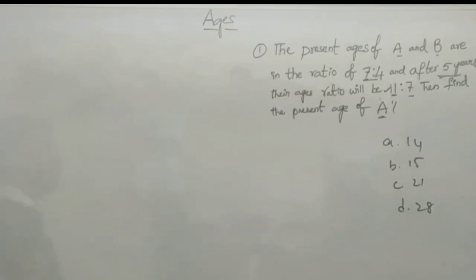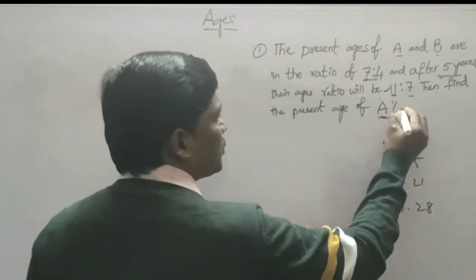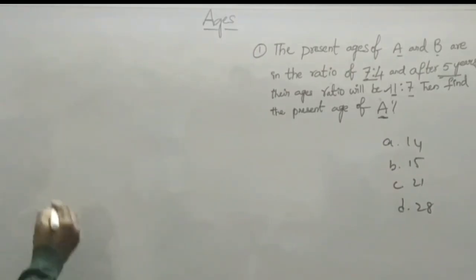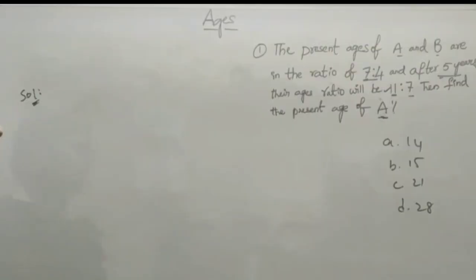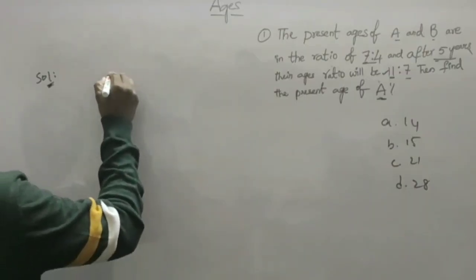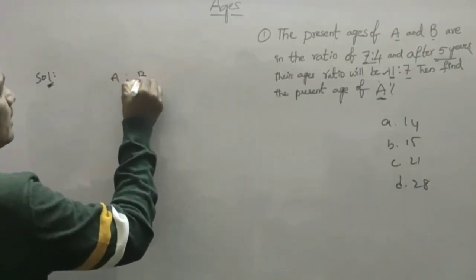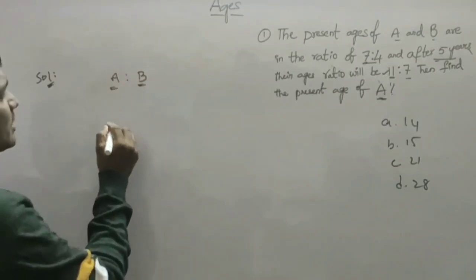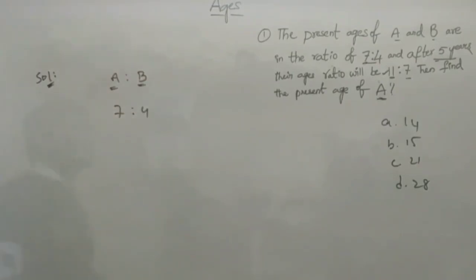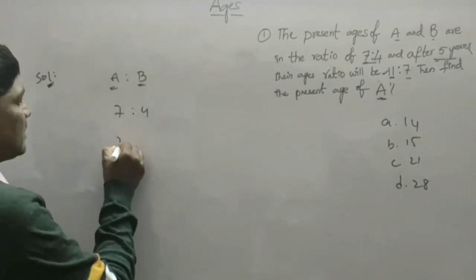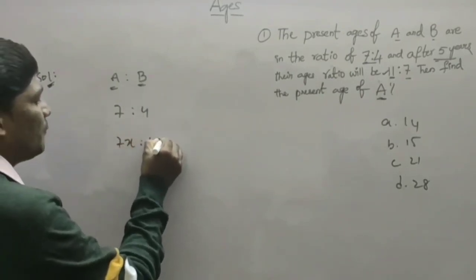Okay, so in the given problem, let's find out A's age here. So first method, the basic method. The given information is A and B. The present age ratio is how much? 7:4. Their ages we don't know, so let it be x, then 7x and 4x.